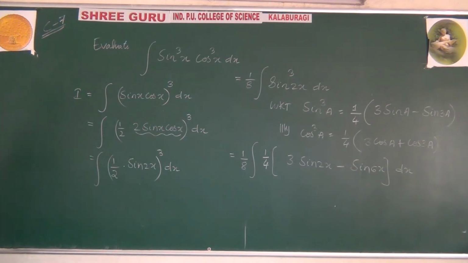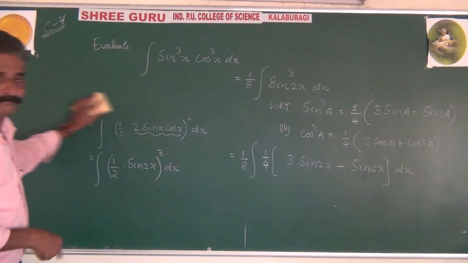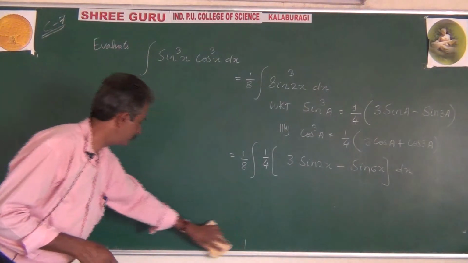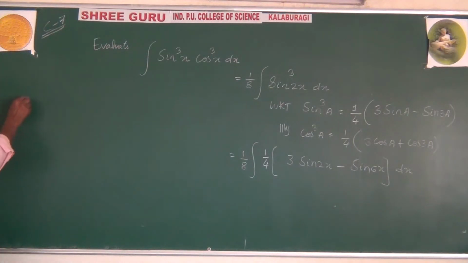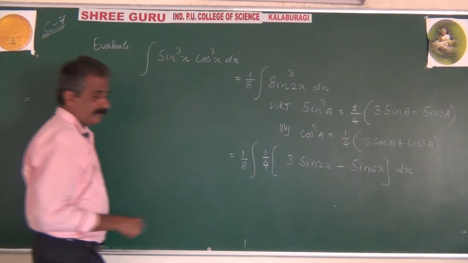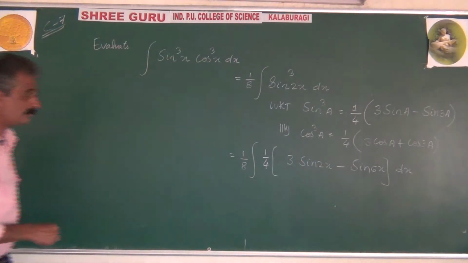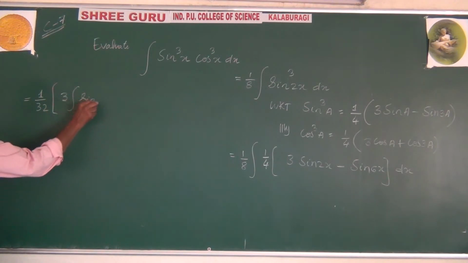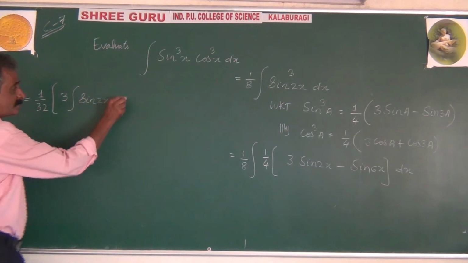Now we can decompose the integration, which means we can break the integration into how many terms? 2 terms, because there is a sum of 2 terms. Now, very first, 8 into 4 becomes 32. 1 divided by 32 into bracket, making 2 integrations. First one, 3 into integration of sin 2x. Second one, integration of sin 6x.